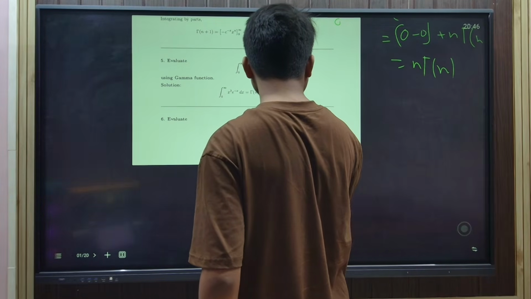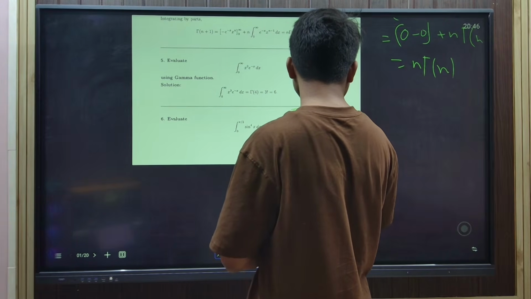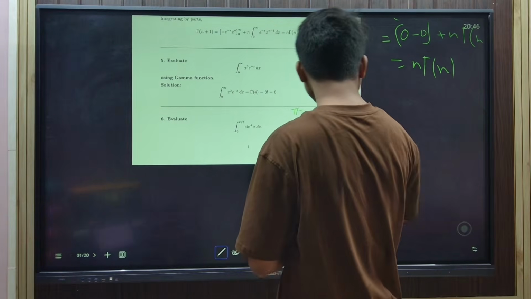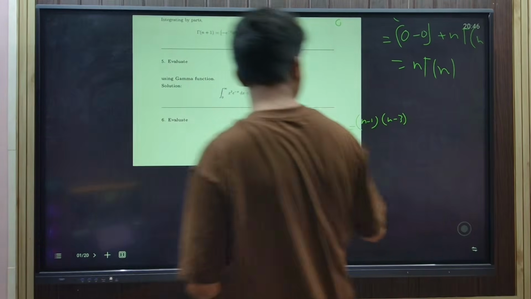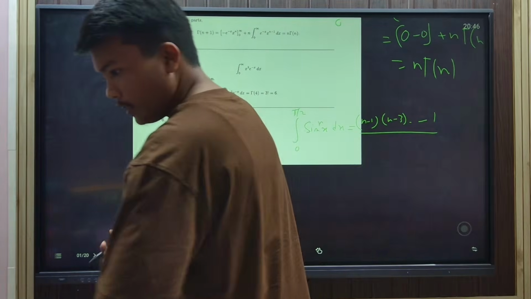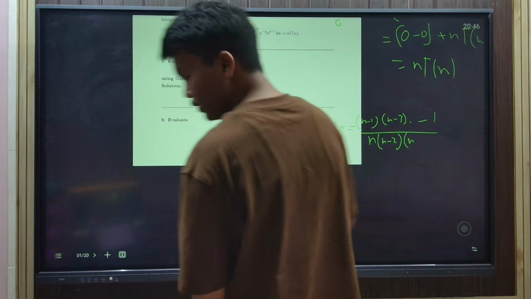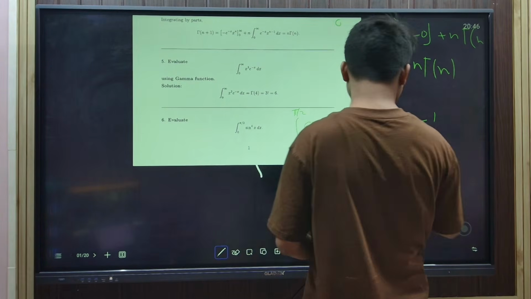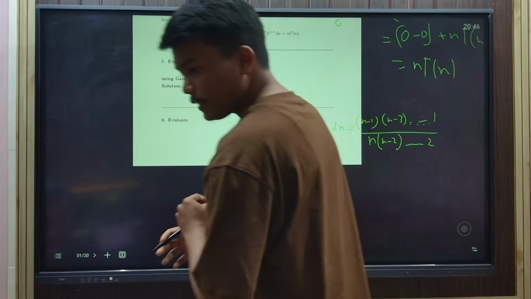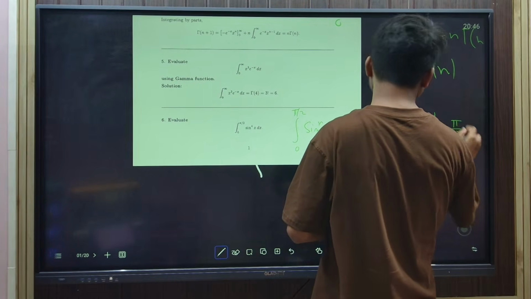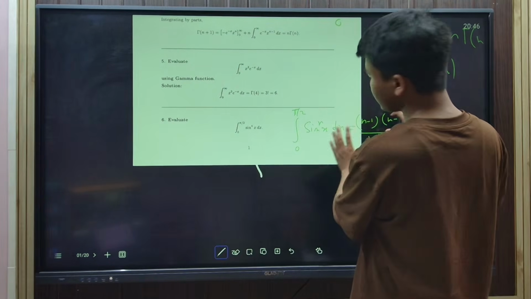So we know the formula: the integral from 0 to pi by 2 of sin to the power n x dx is exactly equal to (n minus 1)(n minus 3), all the odd terms, up to 1, divided by n(n minus 2), all the even terms, up to 2, multiplied by pi by 2. This also falls under the concept of beta and gamma function. This formula comes from the beta gamma function.